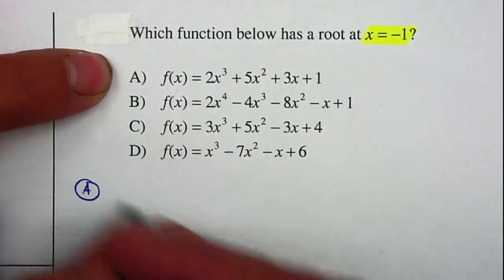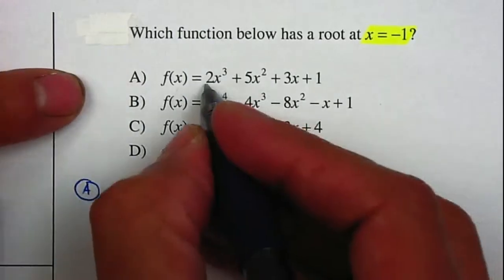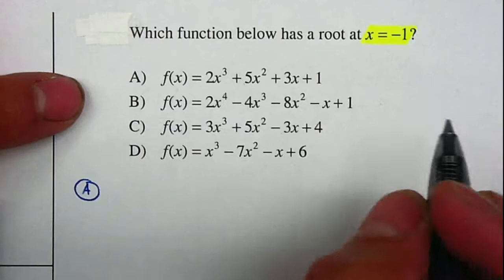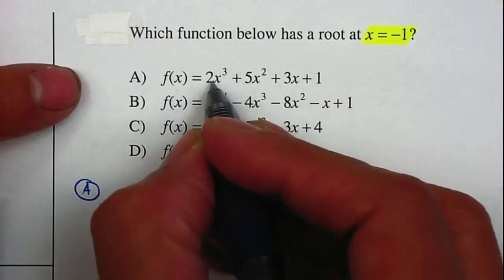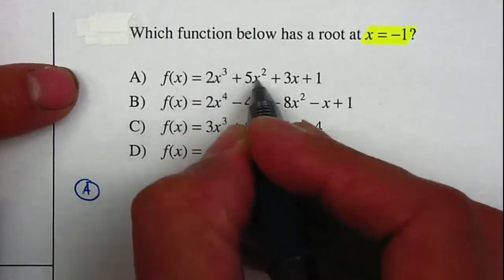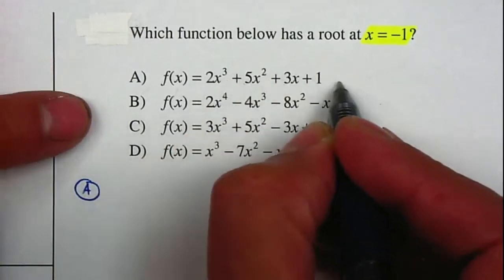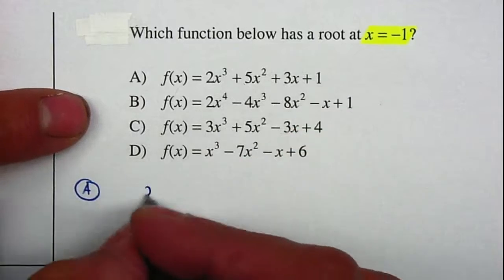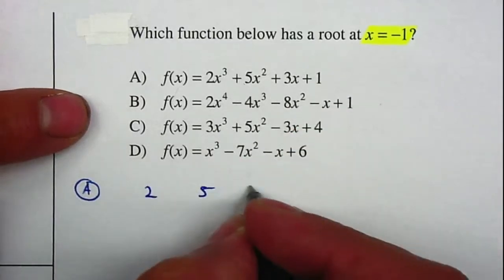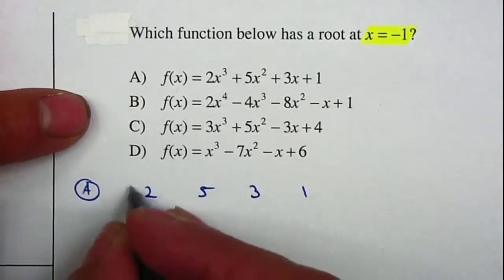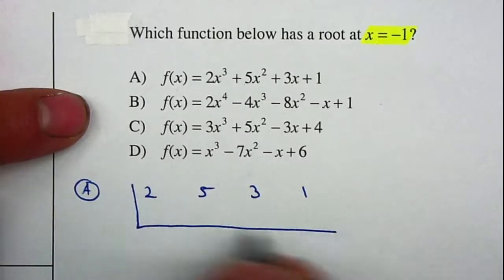So let's try letter A. I'm going to use synthetic division, so I'm going to bring up my coefficients. You want to make sure that you're not missing any exponents. So the largest exponent is x^3, then we have x^2, x^1, and then the number. So we're not missing any exponents, so we have 2, 5, 3, and 1. And I'm going to use my synthetic division.